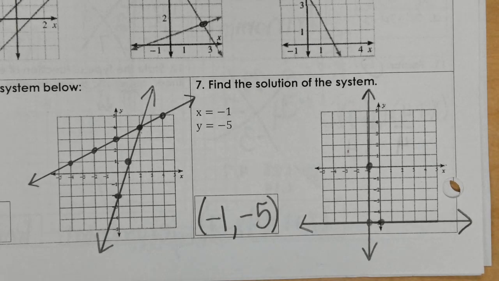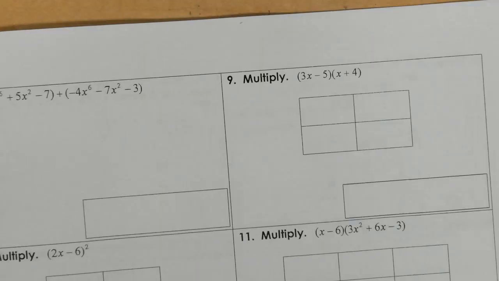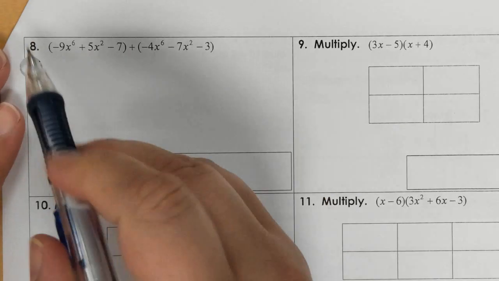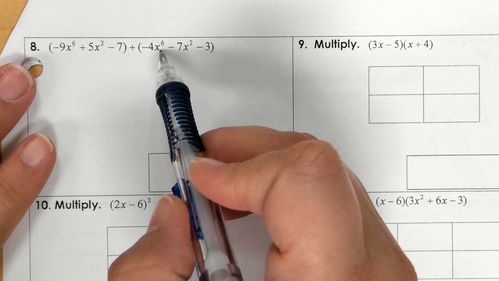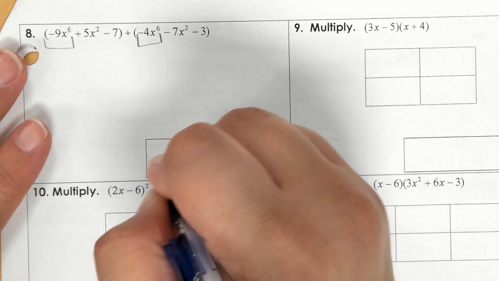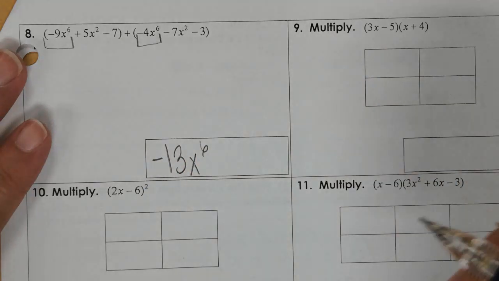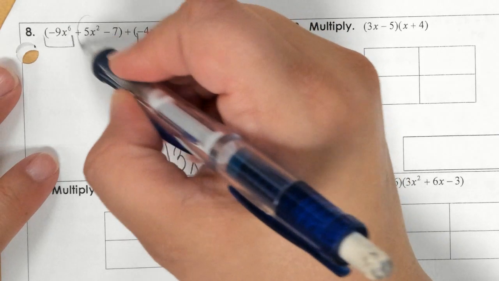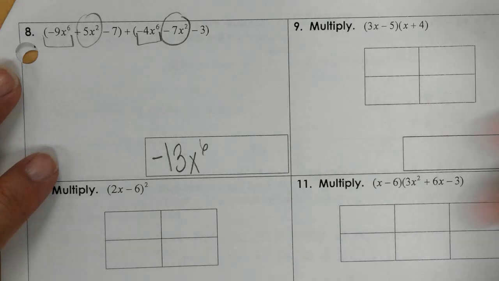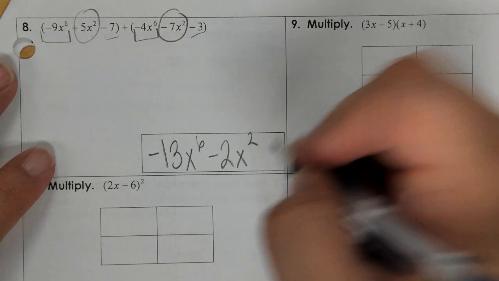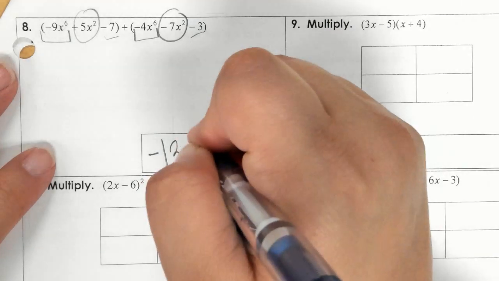Okay, number 8, you're just adding like terms. That plus sign, so you just find what goes with x to the 6th. So negative 9 minus 4 is negative 13x to the 6th. Okay, then we have 5 and negative 7. That makes negative 2x to the 2nd. And then negative 7 minus 3 is negative 10. We just combine like terms.